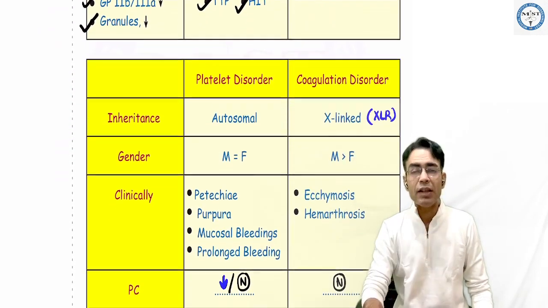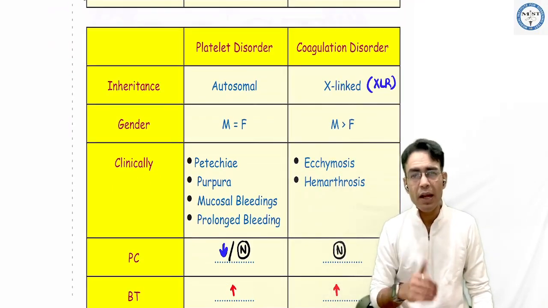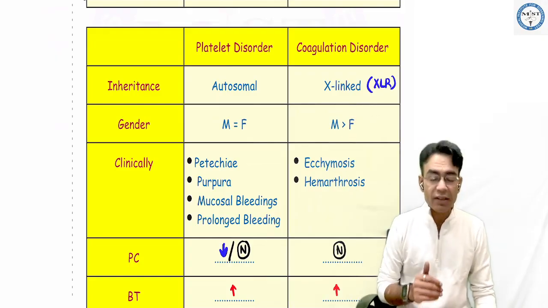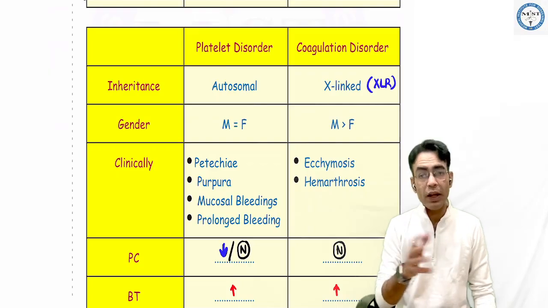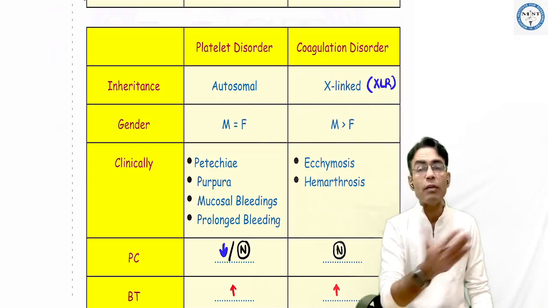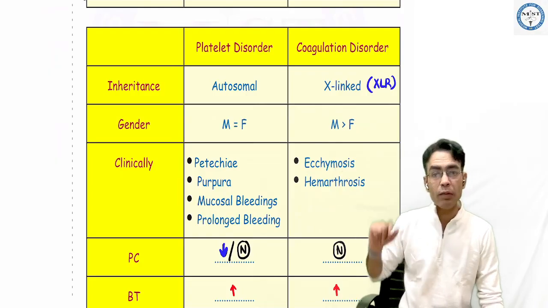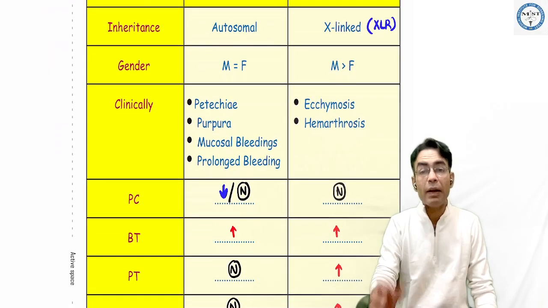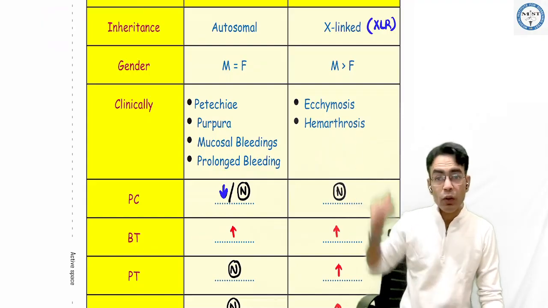For the difference between platelet disorder and coagulation disorder, देखो, platelet disorders are generally autosomal, so male to female is equal, and they will have superficial problems. Whereas coagulation disorders are generally X-linked recessive. Wherever this is XLR, males are more commonly involved than females, and they will have major problems like ecchymosis and hemarthrosis. Platelet count in bleeding disorders can be less or normal depending upon whether it is quantitative or qualitative, and it will be normal in coagulation problems.